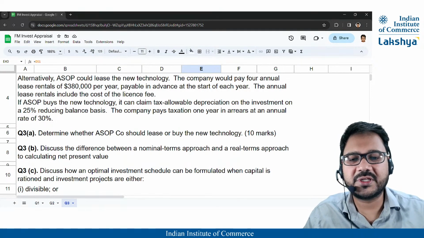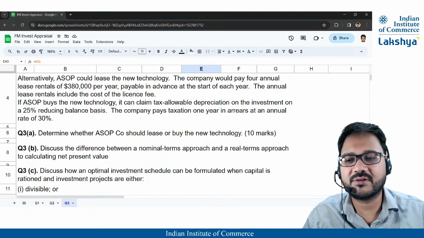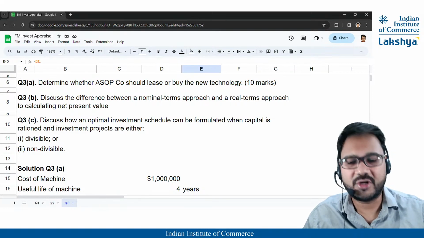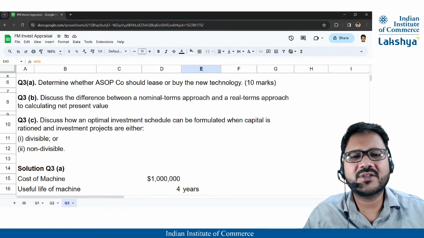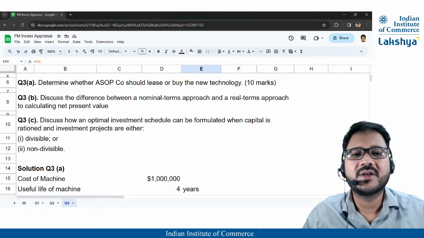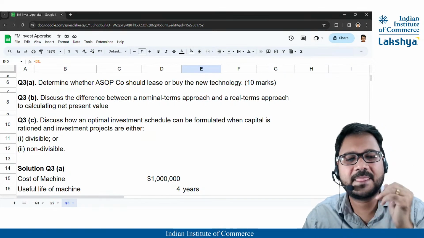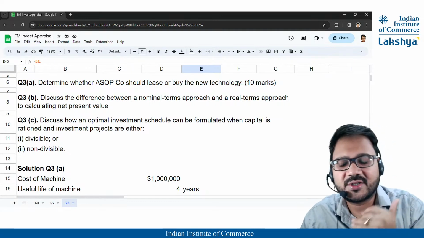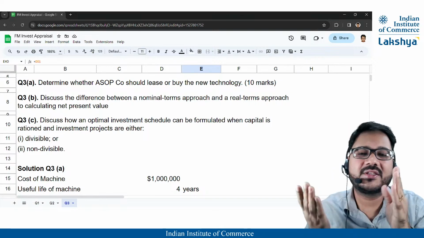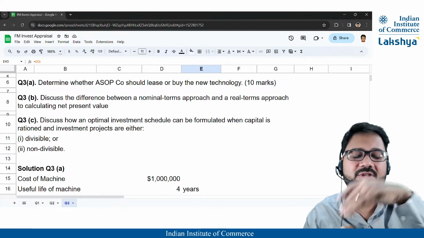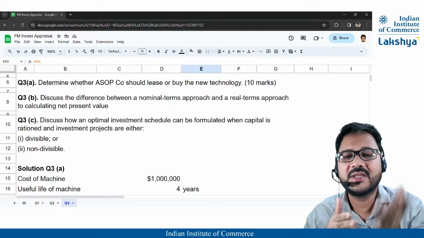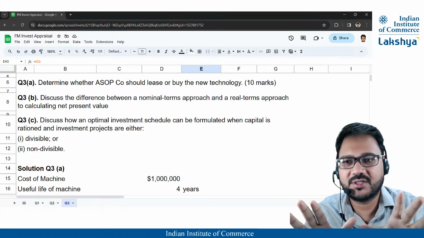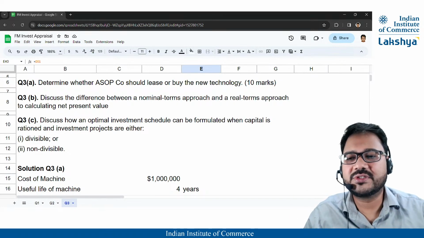Then discuss how an optimal investment schedule can be formulated when capital is rationed and investment projects are either divisible or non-divisible. Okay, capital rationing we have done in our classes. Basically, you have a fixed amount, and that fixed amount, how much you will allocate with the help of PIs. Now divisible means you can do half of a project or 75% of a project, and non-divisible is either you do 100% of the project or you don't do anything of the project, right? So that's your divisible and non-divisible.